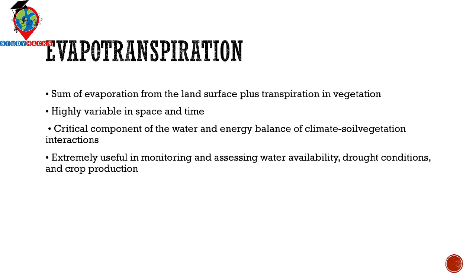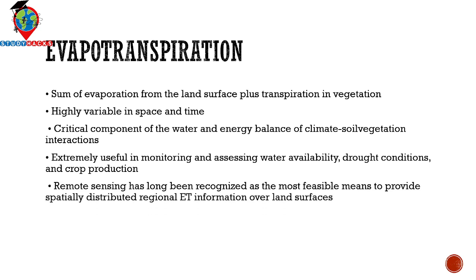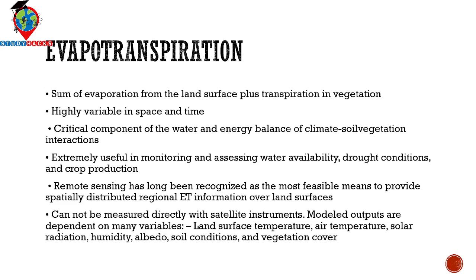Further, I will also try to show you a practical example. Remote sensing has long been recognized as the most feasible means to provide spatially distributed regional evapotranspiration information over the land surface. It cannot be measured directly with satellite instruments, and model outputs depend on many variables such as land surface temperature, air temperature, solar radiation, humidity, albedo, soil condition, and vegetation cover.